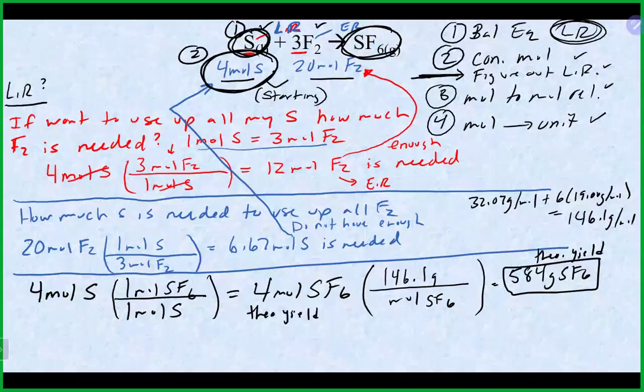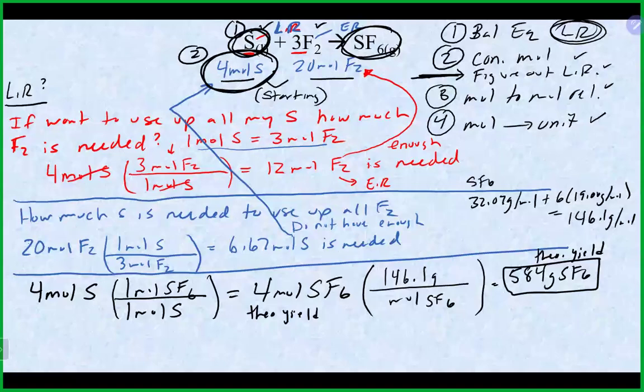So this is one way that you could do limiting reagent problems. In the middle of step number 2 and 3, you do just a simple little calculation between the two reactants to figure out how much of one you need to use up the other. First off, any questions on that? Yeah, 146.1, yeah.